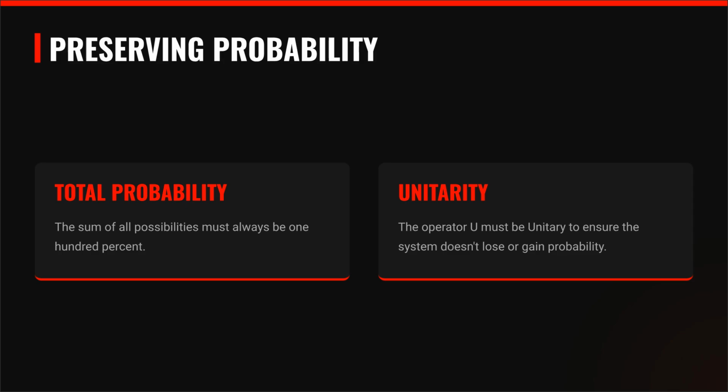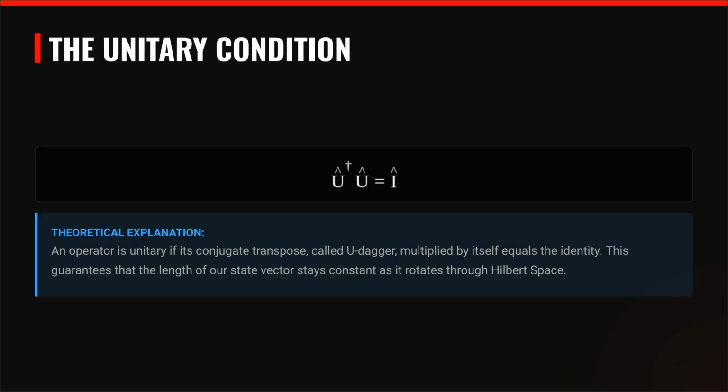To preserve probability, the total probability must always be 100%. Therefore, the operator U must be unitary to ensure the system doesn't lose or gain probability. The unitary condition requires that U dagger, the conjugate transpose, multiplied by U, equals the identity. This ensures the length of our state vector remains constant as it rotates through Hilbert space.